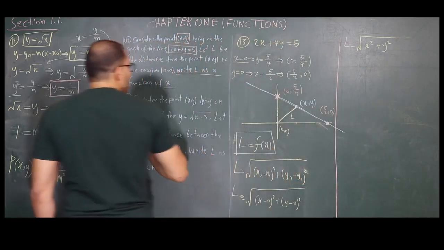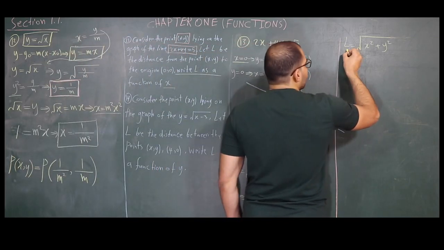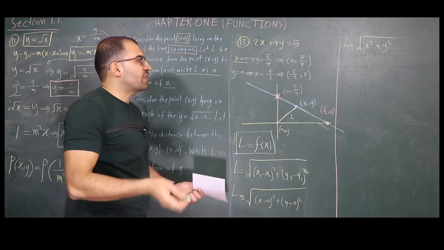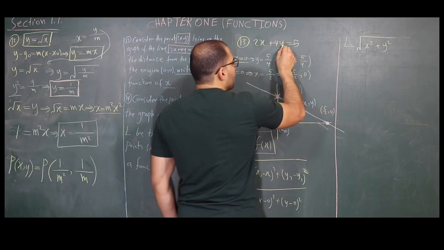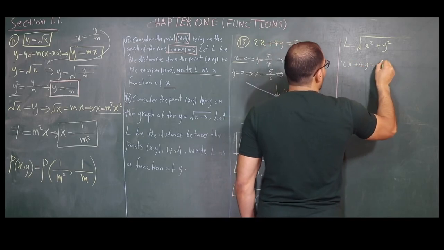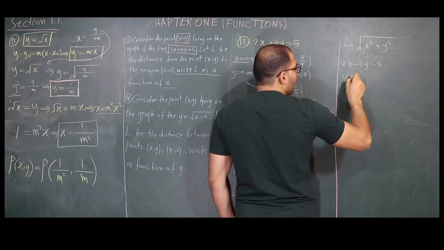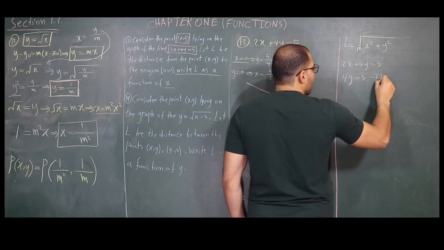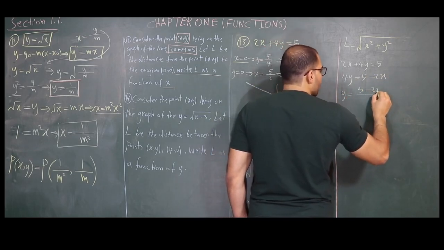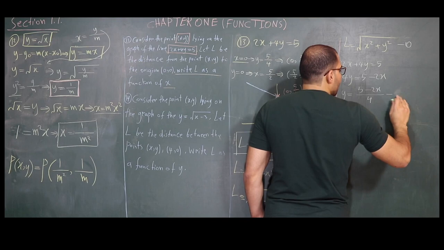You want us to find L as a function of x. Now I have L as a function of x and y. So I need to get rid of the variable y, and it's too easy. I can find y from the line. So 2x plus 4y equal to 5, I can move everything but y to the other side. So 5 minus 2x, I need just y, and then I'm going to divide by 4. So the result will be y equal to (5 minus 2x) divided by 4.